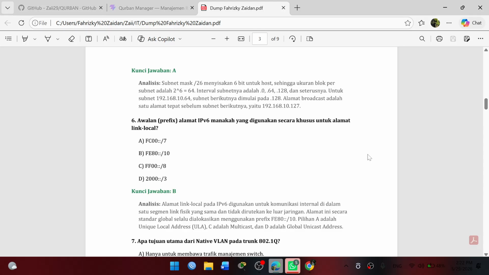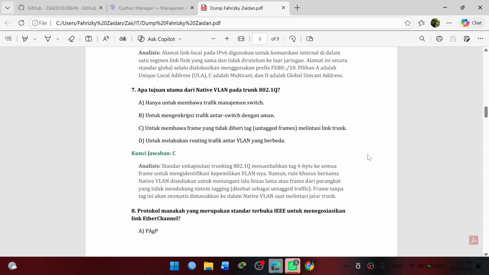As for the other options, FC00::/7 is for unique local addresses, FF00::/8 is for multicast, and 2000::/3 is for global unicast.